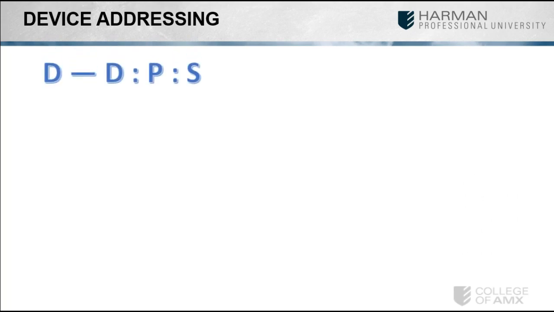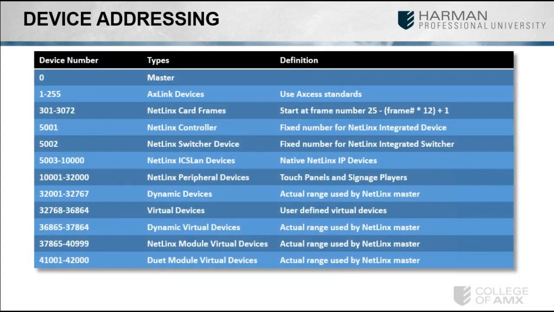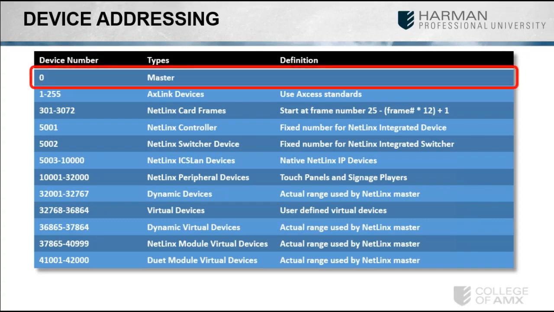There's a standard of device numbering for all devices you may want to control, regardless of what AMX interface is being used to communicate to that device. To define what values are used for specific devices, let's just start at 0 and work our way up the list. As you may already know, the NetLinx master's device number is always 0. Therefore, that value is reserved for only NetLinx masters.